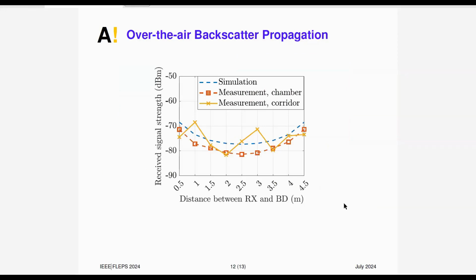And here's the comparison of the measurement results and simulation results. You see that the measurement in the anechoic chamber has a quite similar trend to the simulation, but in the corridor, there are outliers because of the rich scattering environment, because of reflection, scattering, and refraction, for example. So in this case, we validate that this backscatter propagation fulfills the theoretical model.